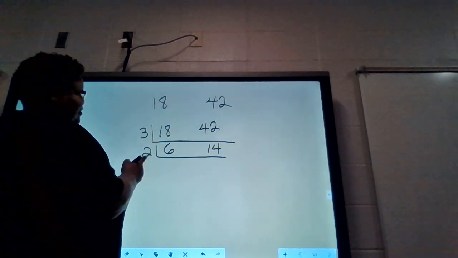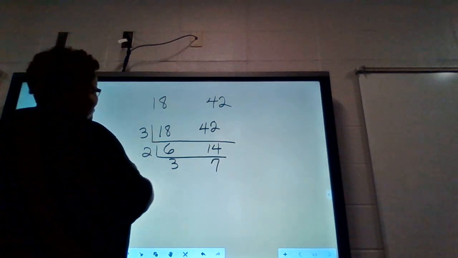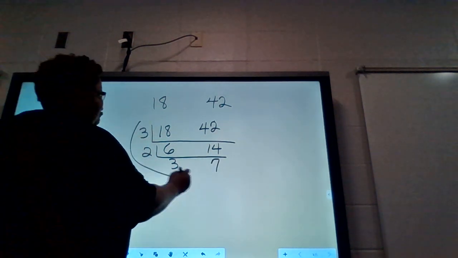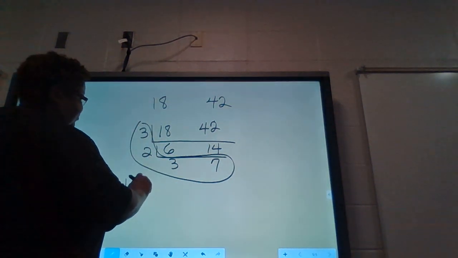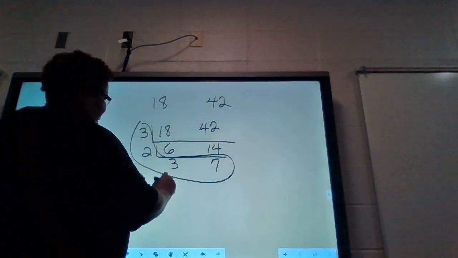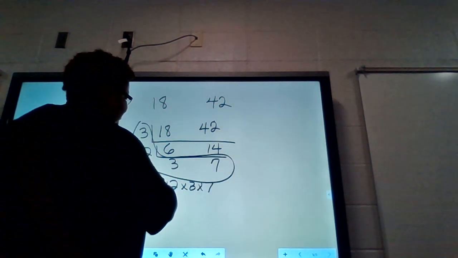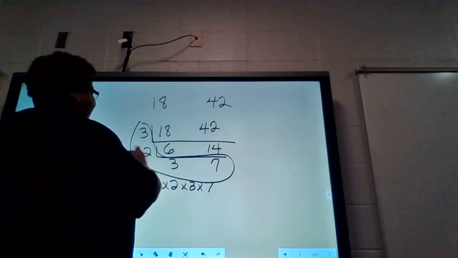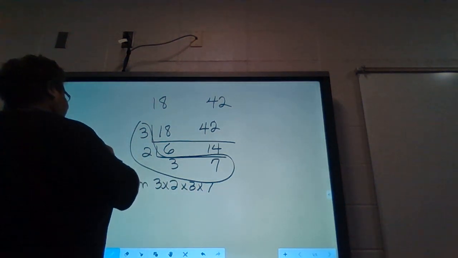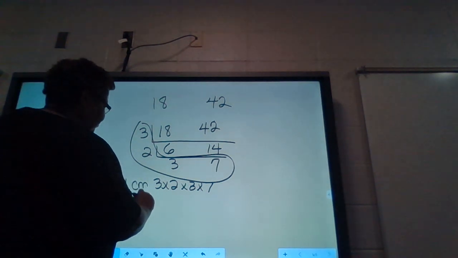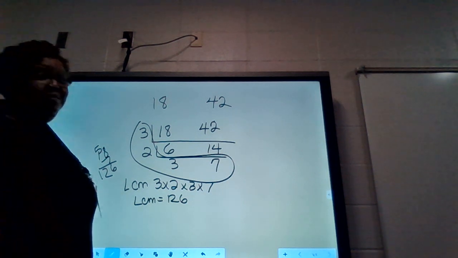And you say, oh, this looks like the other method. 2 goes into 6 3 times. 2 goes into 14 7 times. I have all prime numbers right here. So to find my least common multiple, I'm going to do 3 times 2 times 3 times 7. So 6 times 3 is 18, and 18 times 7 is 126. So that's my least common multiple.